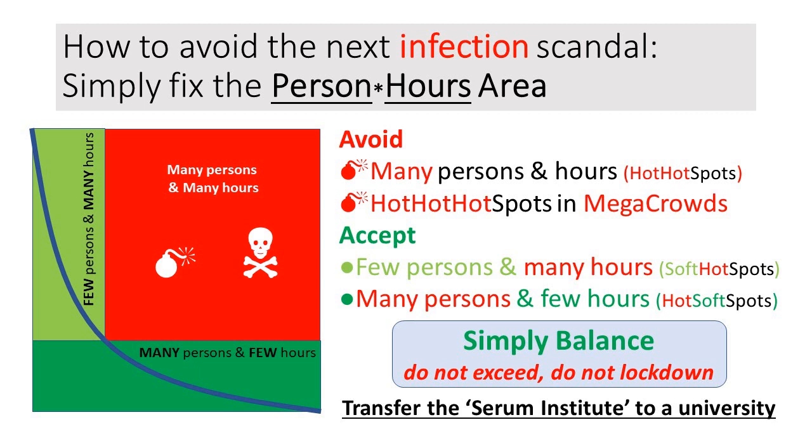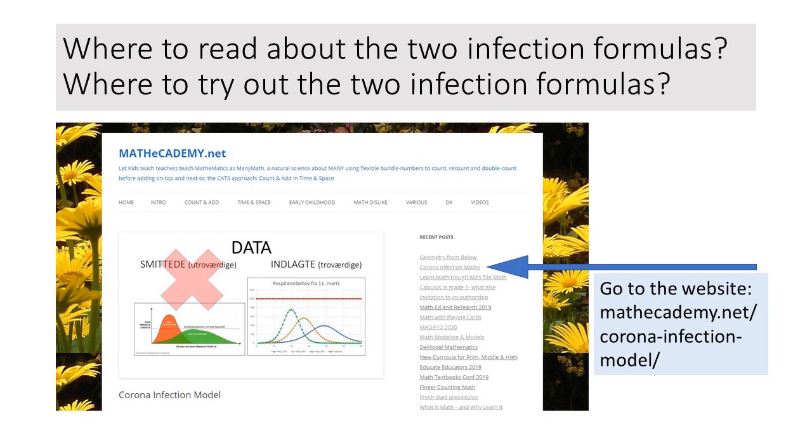And transfer the Serum Institute to a university. Where to read about the 2 infection formulas. Where to try out the 2 infection formulas. Go to the mathacademy.net website.